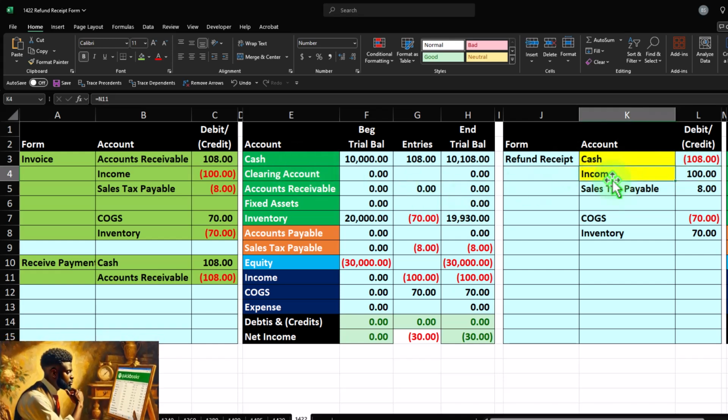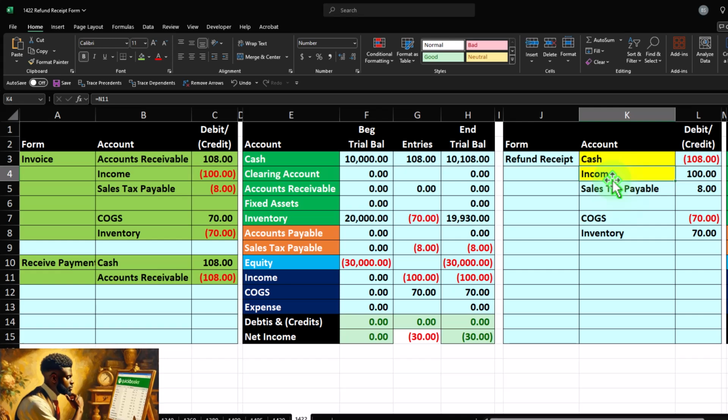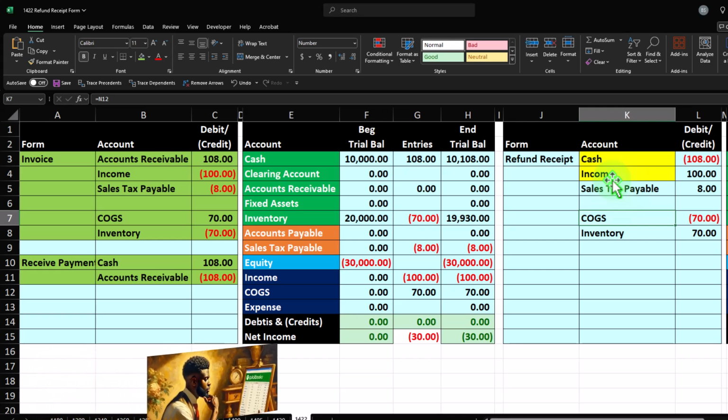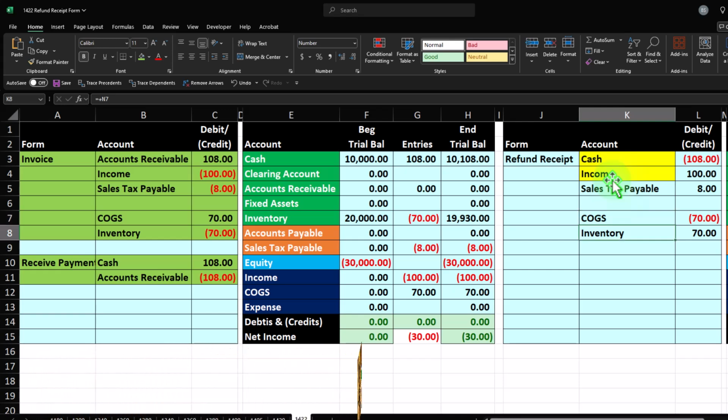Now the income is the problem because maybe I don't want to put it into income, similar to what we saw with the credit memo. Maybe I want to put it into sales returns and allowances. And then the sales tax is going to be reversed, and then the cost of goods sold is going to be reversed. If they return the inventory and we think the inventory is still good, that means inventory is going to go back up, and we have to reverse the cost of goods sold.